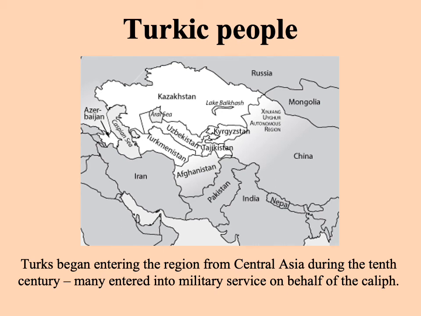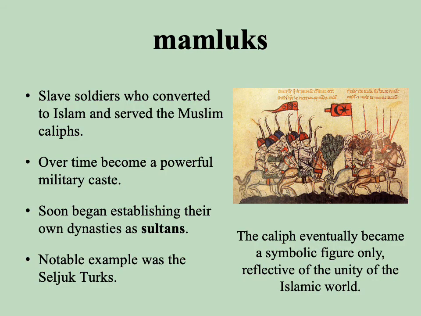And very quickly, many of them become quite prominent militarily, many entering into the military service of the Caliph, either as individuals or later on as entire tribes. So they become a very prominent element militarily, which means also a very powerful element. And many of them eventually become what are known as Mamluks, a kind of slave soldier caste, if you will.